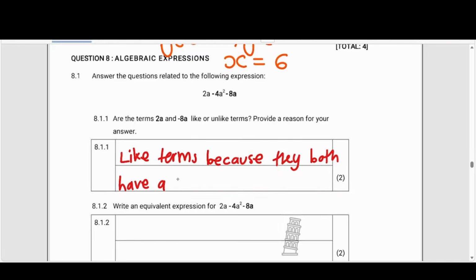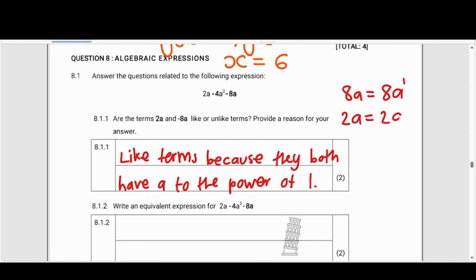So they both have a to the power of 1. Because 8a is the same as writing 8a to the power of 1, and 2a is the same as writing 2a to the power of 1. So if they have the same base, a, and the same power, then they are like terms.